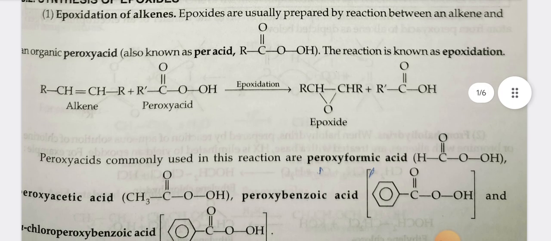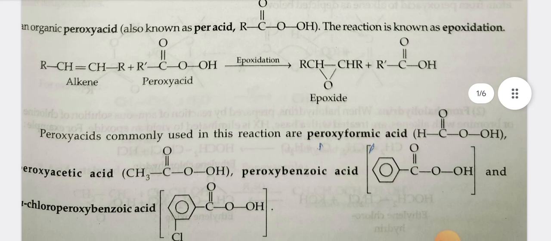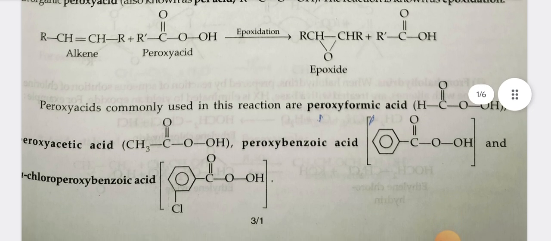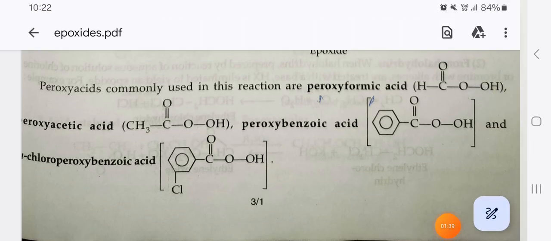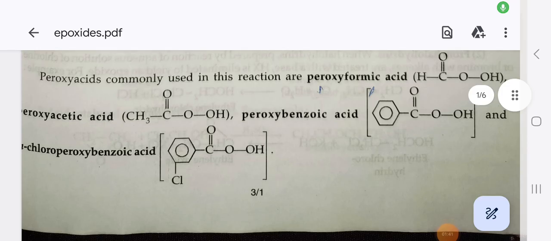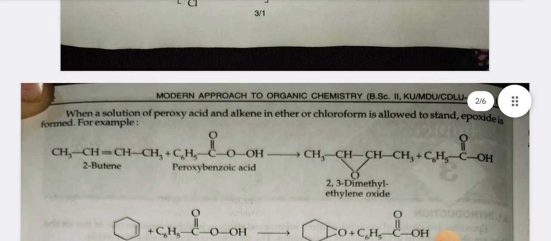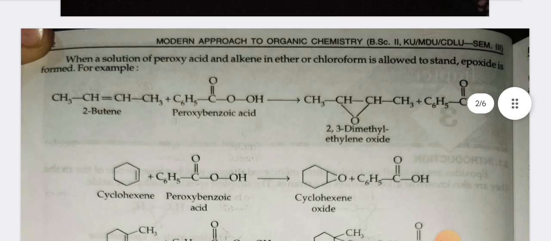Peroxy acids commonly used in the reaction are peroxyformic acid, peroxybenzoic acid, peroxyacetic acid, and chloroperoxybenzoic acid. When a solution of peroxy acid and alkene in ether or chloroform is allowed to stand, epoxide is formed.